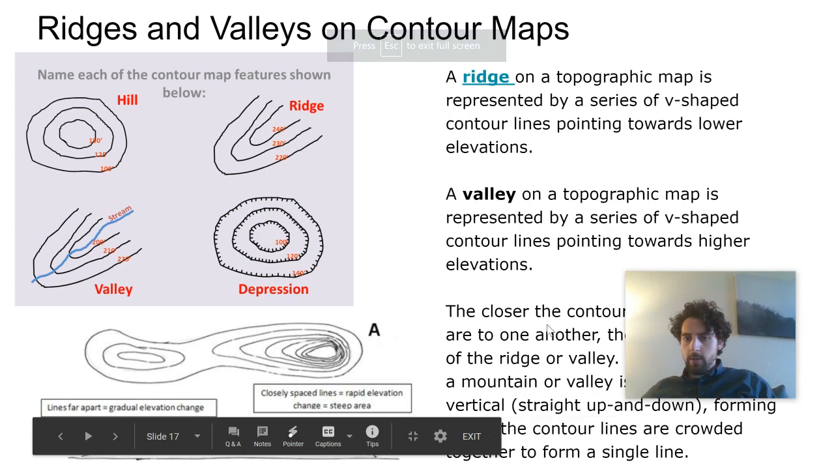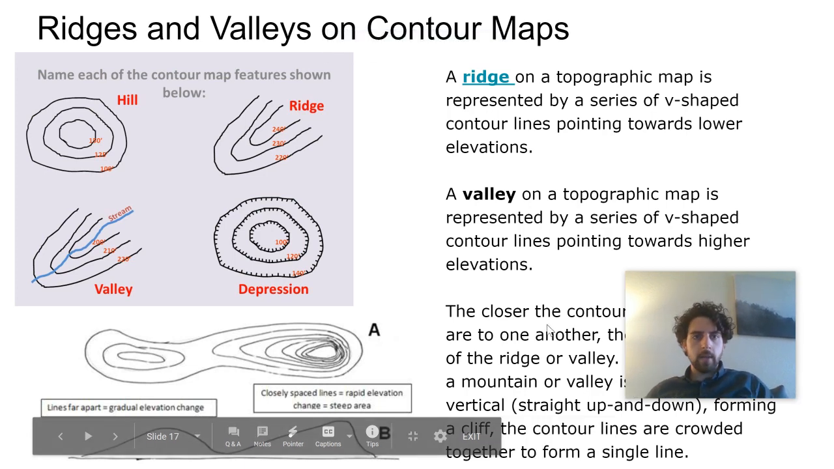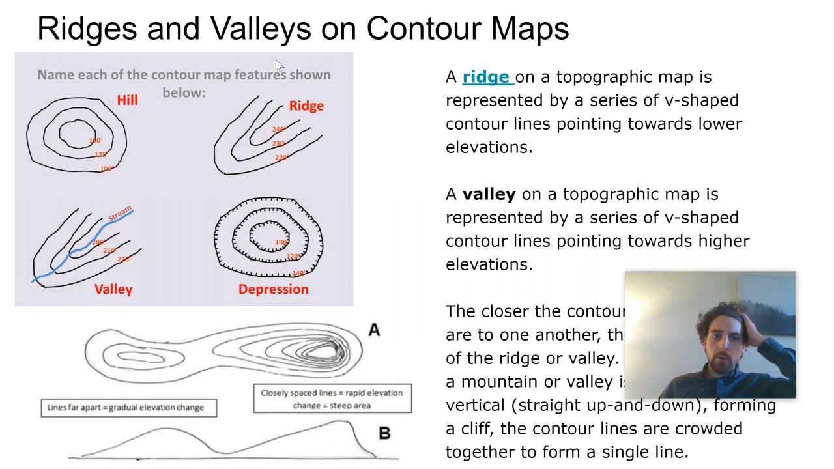Sorry about that. Well, to sum it up, these are some important things that you might see on a topographic map. A ridge, which is kind of like the edge of a cliff or a raised area, would look kind of like this.